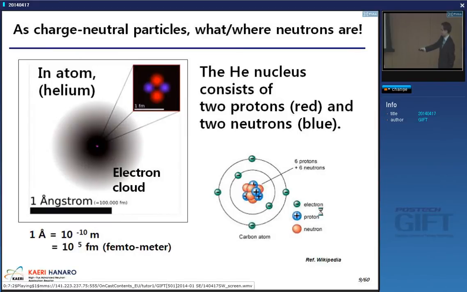It's a very, very tiny nucleus here. Inside the nucleus, the proton is positive, and the neutron is neither positive nor negative. That's why we call it a neutron. So why do we care about neutrons here, this red thing? This is a diagram. There is an electron cloud inside, and here is a nucleus consisting of neutrons and protons.